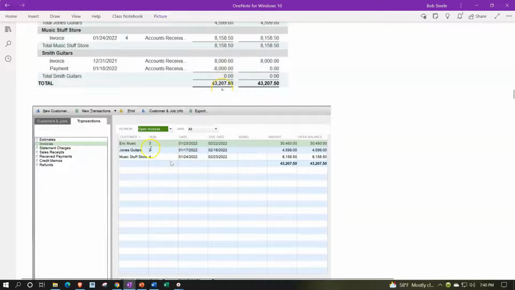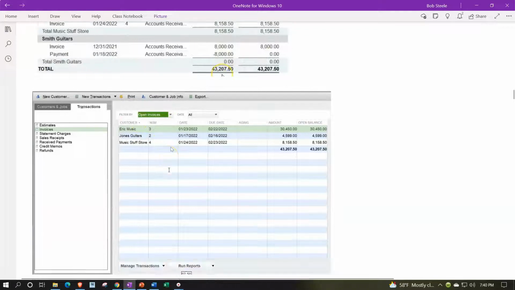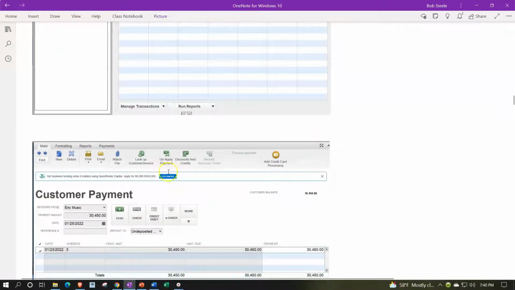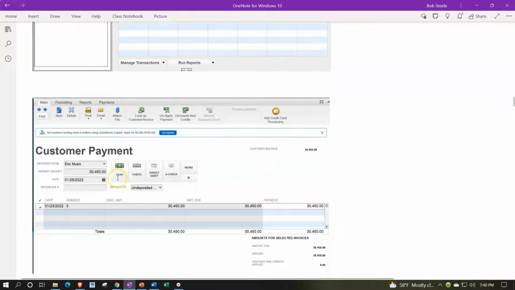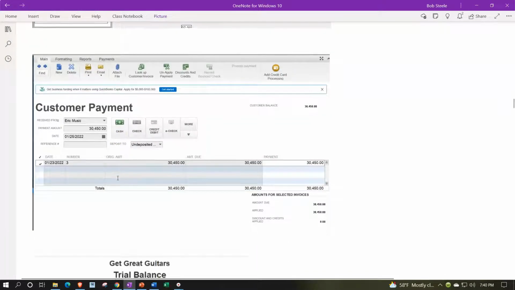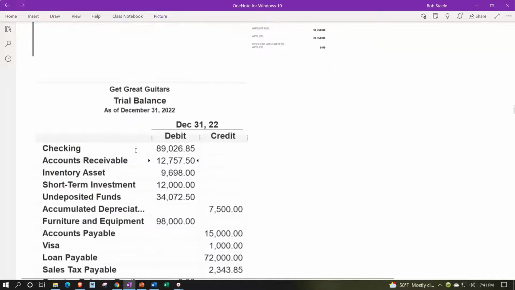If we go back to the customer center and the transactions for the open invoices, then we have one less invoice here. So now we're looking at another item. We're receiving a payment again for the Eric Music. So Eric Music, we received the payment related to this invoice. That means undeposited funds is going to go up. Other side decreasing the accounts receivable.